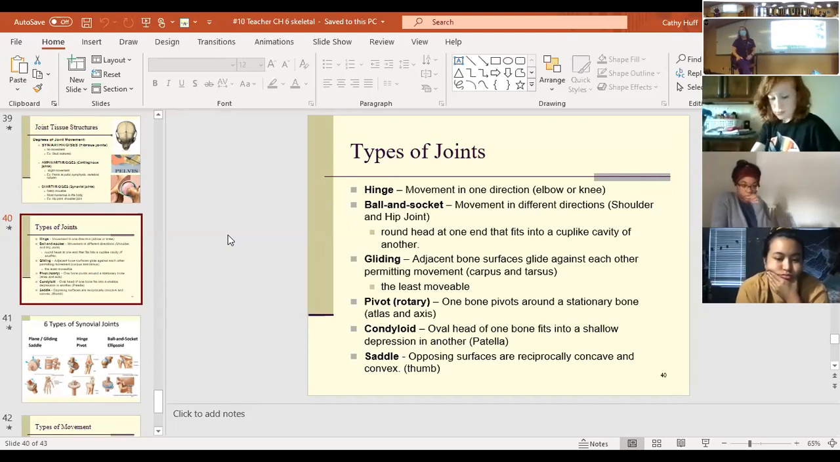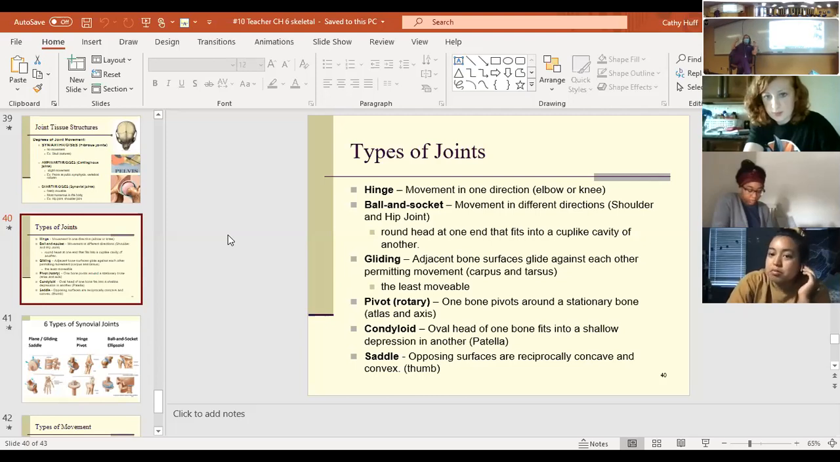The next one is ball and socket. Someone tell me an example of where you have a ball and socket. We talked about two of them just yesterday.